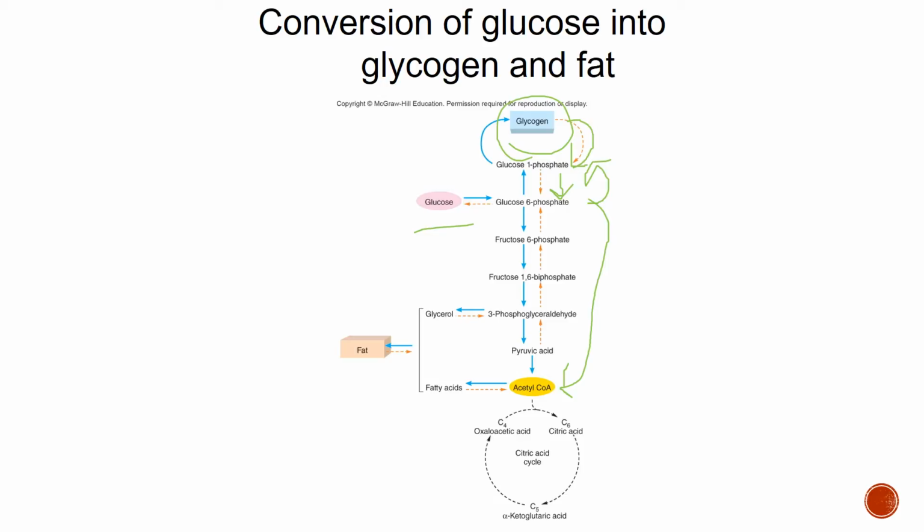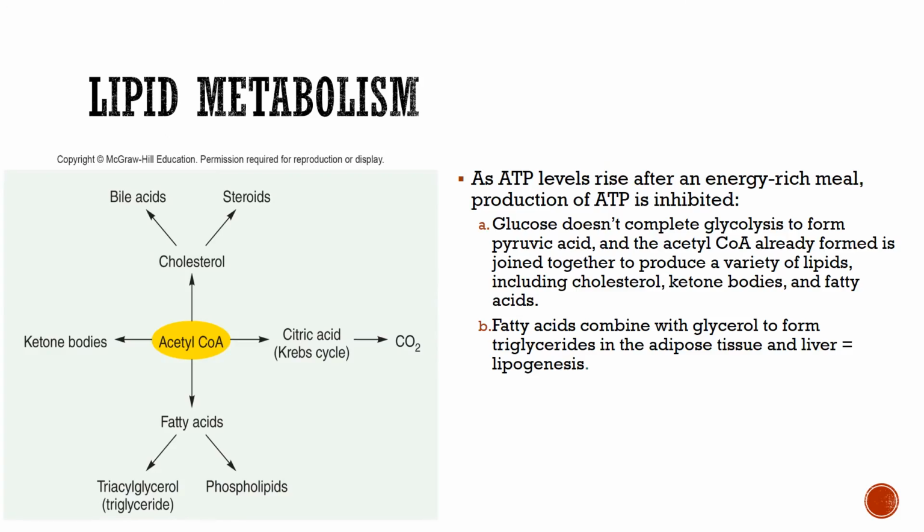Lipids undergo a similar fashion where they are broken down into their glycerol and fatty acid substances, and so they can enter into the bloodstream and then be turned into pyruvic acid and then acetyl-CoA and then go through the citric acid cycle to generate ATP. With lipid metabolism, glucose doesn't complete glycolysis to form pyruvic acid, and the acetyl-CoA already formed is joined together to produce a variety of lipids. This includes cholesterol, ketone bodies, as well as several fatty acids.